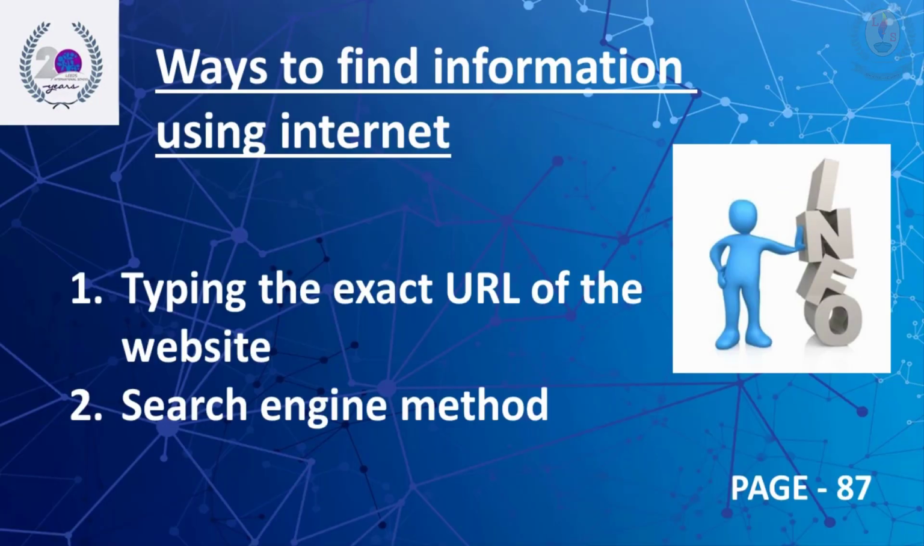Now let's discuss what are the ways to find information using the internet. There are mainly two methods we can use to access information using the internet. The first one is typing the exact URL of the website. That means when you know the exact URL of a particular website, you can type the URL and you can get the website. The second method is the search engine method. We can use this second method if we don't know the exact URL of a particular website.